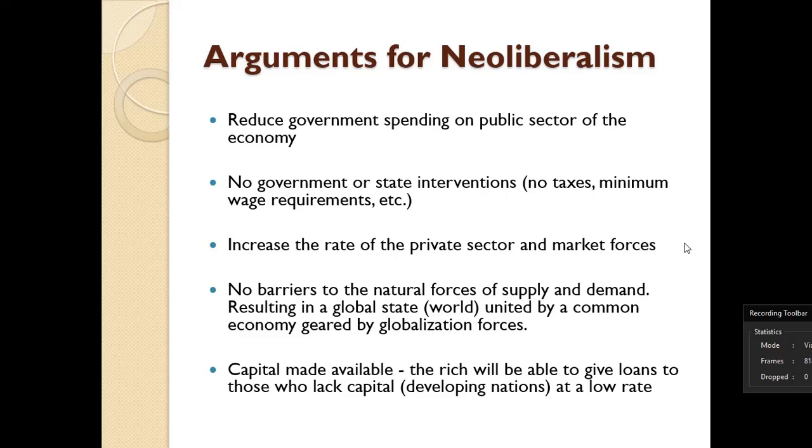So, of course, there are arguments for neoliberalism: that no government or state intervention could help in reducing expenses on the public. There would be an increase in the rate of privatization, and therefore faster economic growth, with no barriers to the natural forces of demand and supply. And then capital would be made available to the rich, but the rich would then be able to give loans to those who lack capital, and therefore they can use that money for reinvestment, and this should help the economy grow faster.